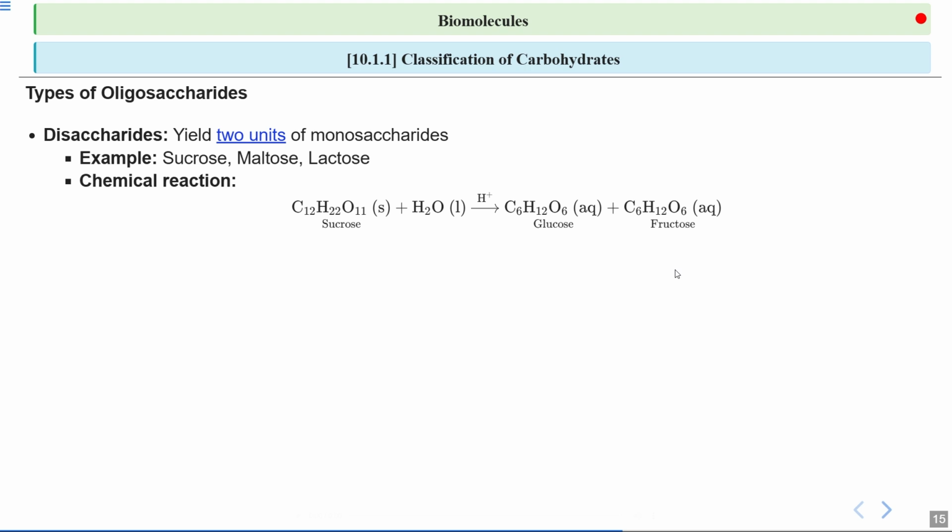Look at the reaction. It requires water and an acid catalyst. And the products, if you see, are simple sugars in their aqueous form.